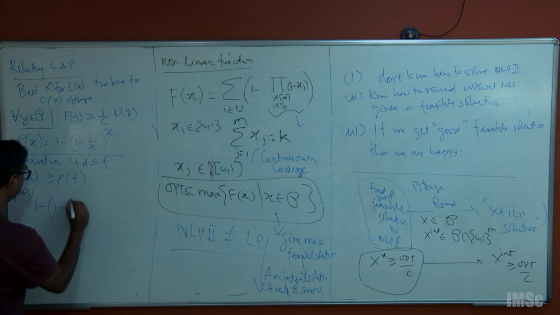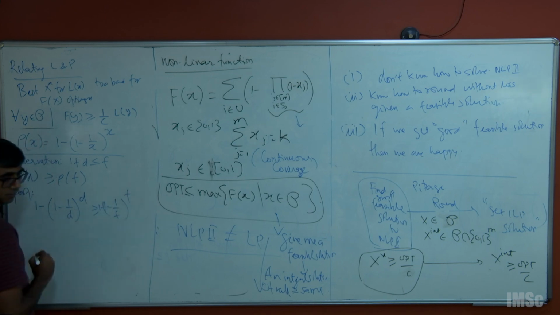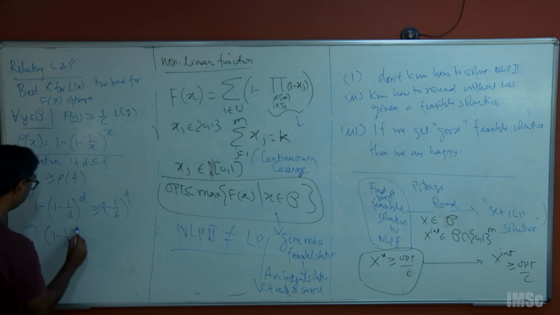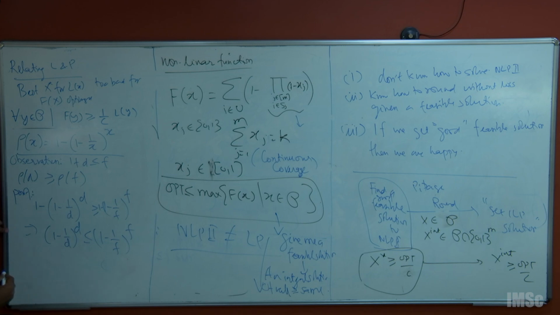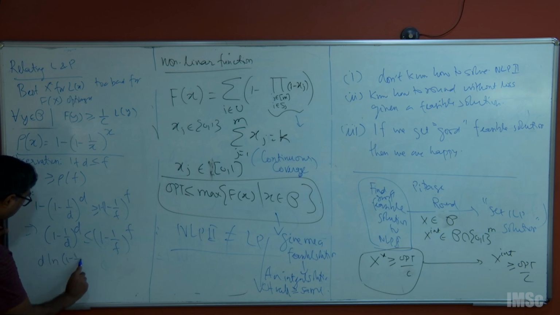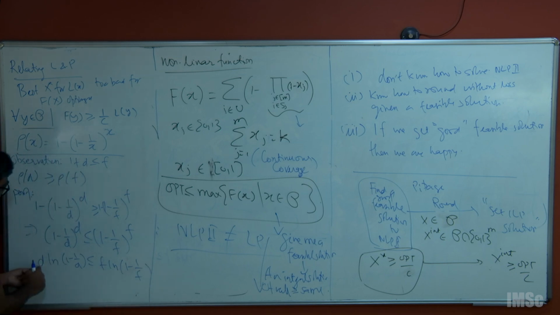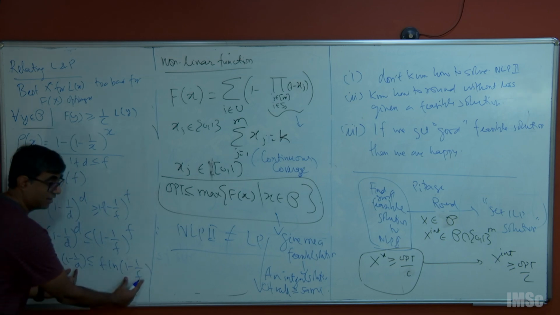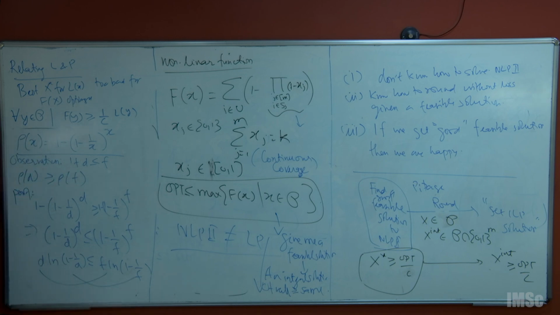So what I want to show is that this is greater than or equal to 1 minus 1 by f to the power f, which is the same as saying I have to show 1 minus 1 by d to the power d is less than or equal to 1 minus 1 by f to the power f. Is that right? If you take log on both sides, basically we have to show that d ln(1 minus 1 by d) is less than or equal to f ln(1 minus 1 by f). d is less than f, so 1 minus 1 by d is less than 1 minus 1 by f. So point-wise they are less, so we are done. Is that fine?